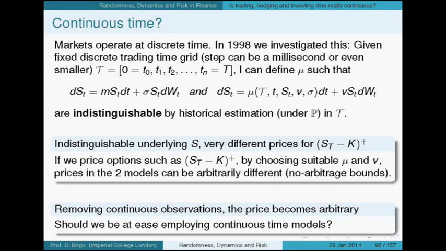However, they imply very different option prices, so different that they can span the whole range of possible prices for the gamble, the option. So you have two indistinguishable models in a very thin discrete time grid that imply completely different option prices. So are we justified in assuming a continuous time in a world where the time is discrete, if there can be such a difference in the option prices, given two equivalent models in historical observations? This is an important question that we investigated.